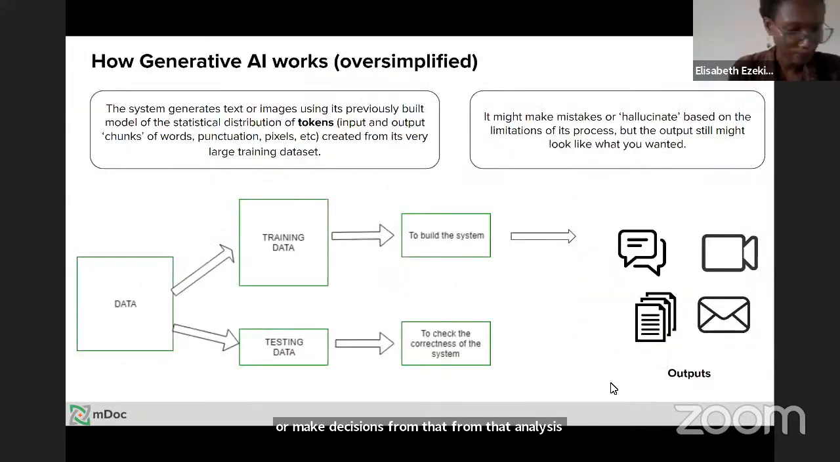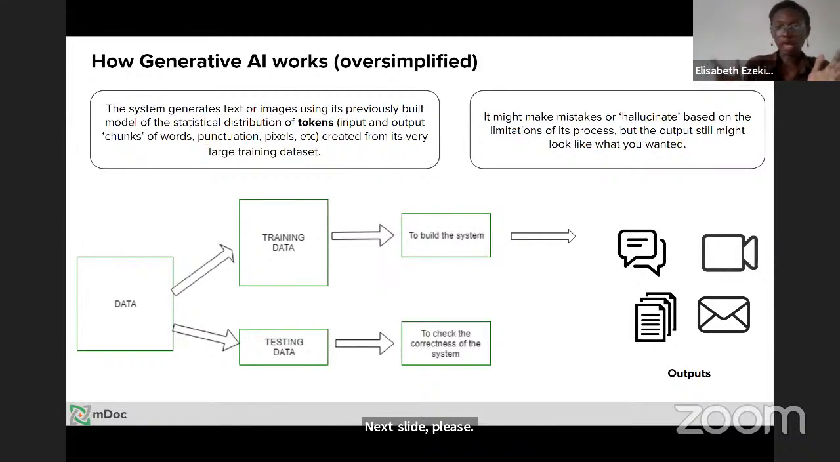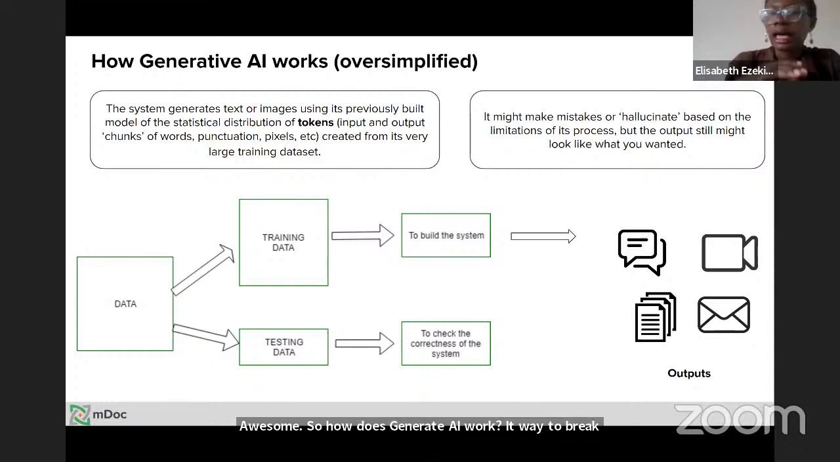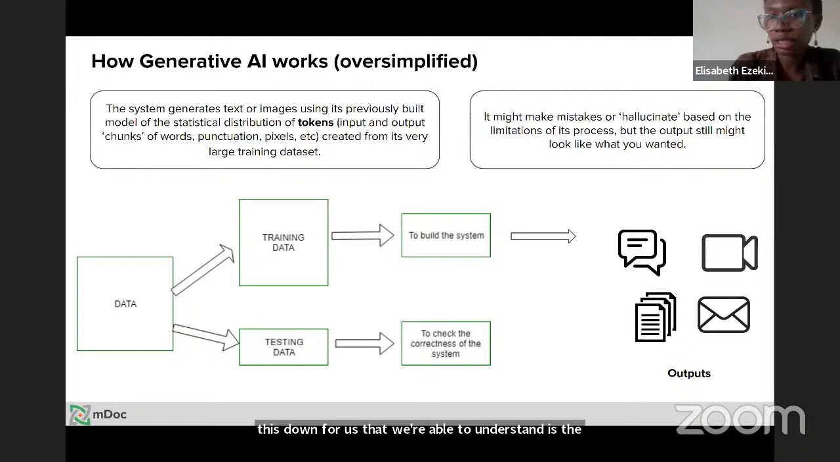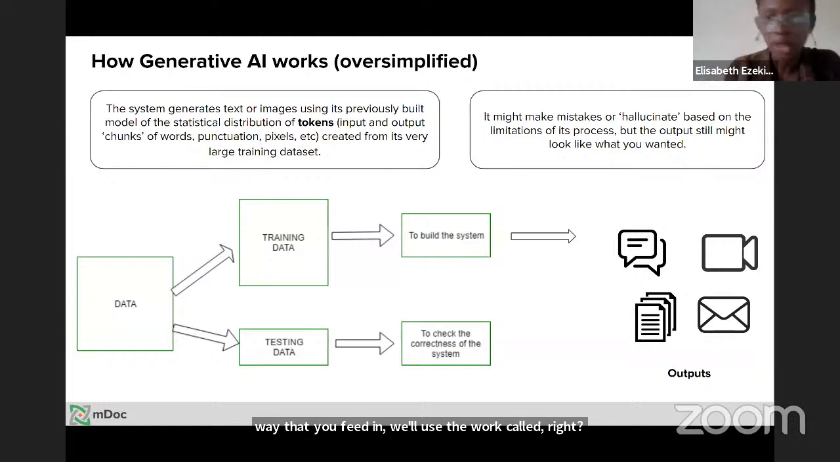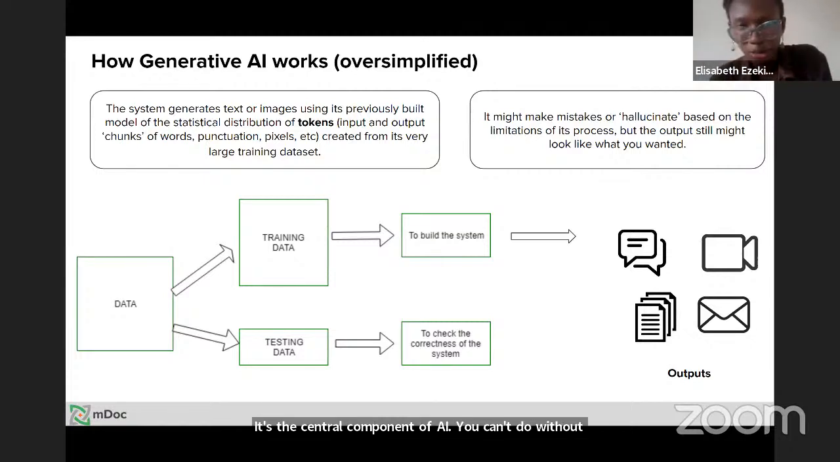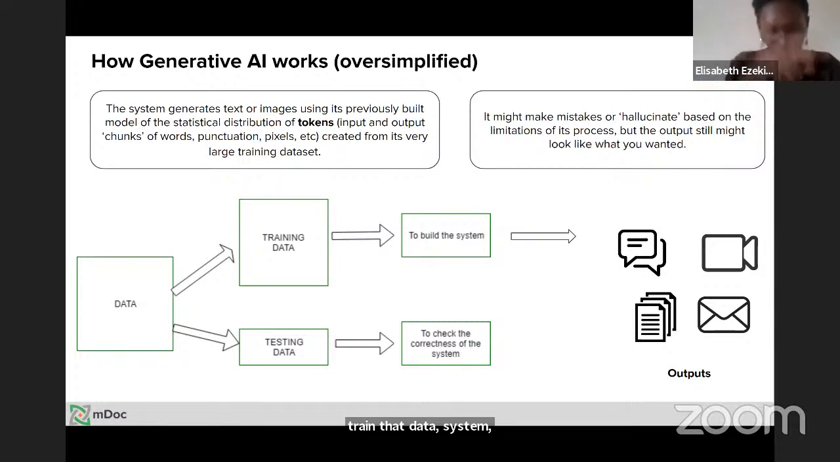Next slide, please. Awesome. So how does generative AI work? A way to break this down so that we're able to understand is the way that you feed in what we'll call tokens. We've spoken about data extensively, how data is very important. It's the backbone, a central component of AI. You can't do without data. You need to have data, then train that data through the model, test it, build a system, refine, validate, that entire cycle.